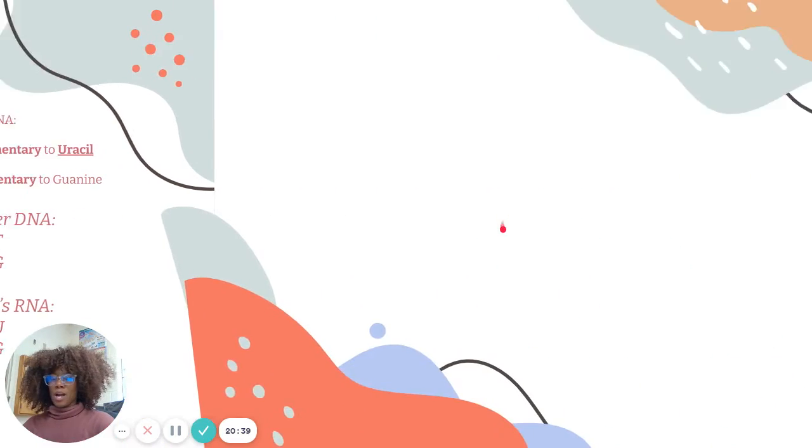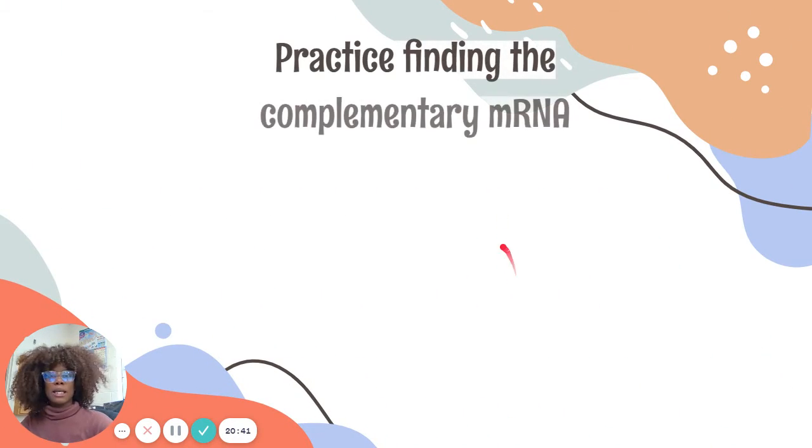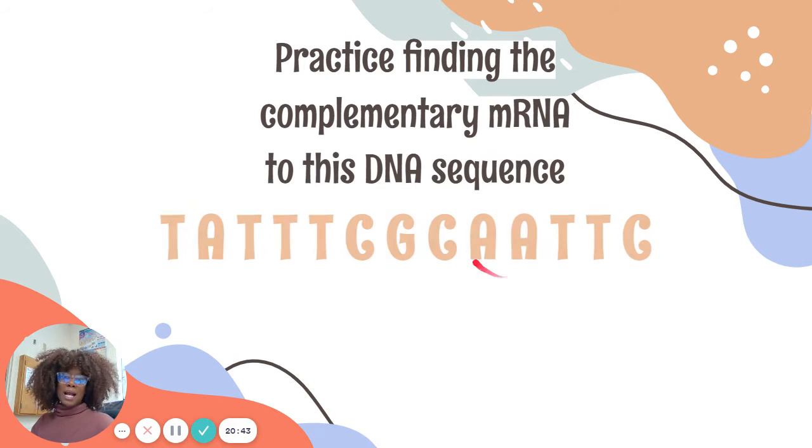Okay, all right. Hopefully I explained that very clearly. If I didn't, we're going to do some practice and we'll catch any misconceptions. So we're going to practice finding the complementary mRNA sequence to this DNA sequence. So we already told this is a DNA sequence. We also can tell this is DNA because we have T's. T's tell us this is DNA. If we had U's, we would be like, oh wait, this is mRNA.